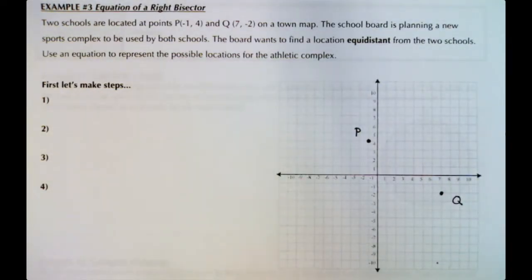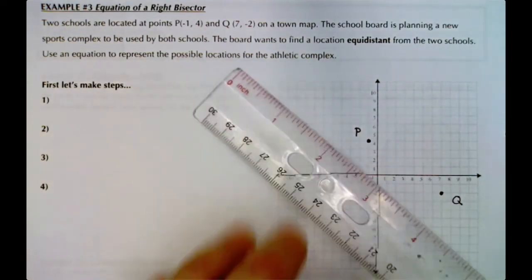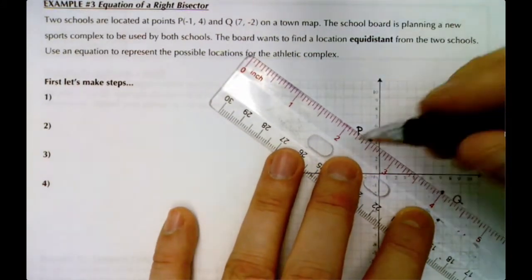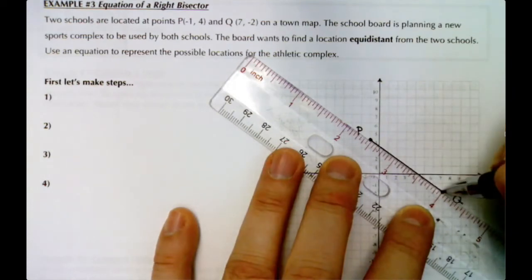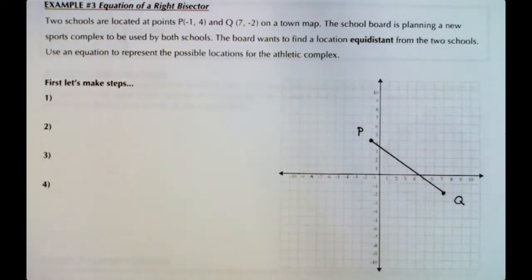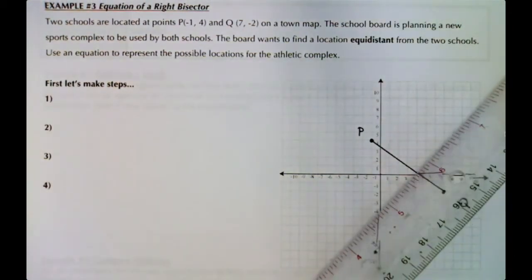The school board's planning a new sports complex to be used by both schools. The board wants to find a location equidistant from the two schools. Use an equation to represent the possible locations for the athletic complex. Well, that equidistant part is pretty important here, because if we have P and Q, we could use the midpoint, the point right in the middle. And if we found the midpoint, that could be one possible answer. But another group of answers would be really anything.